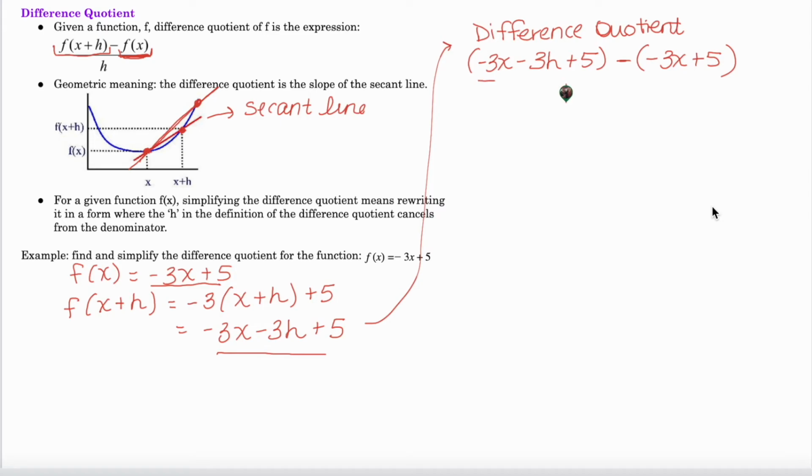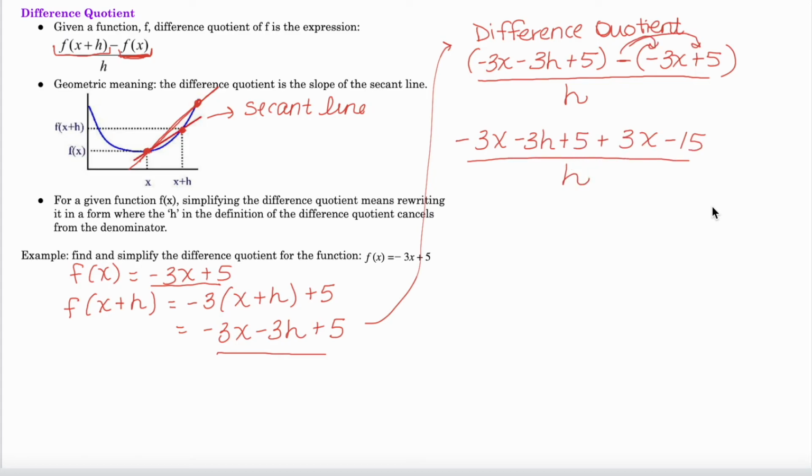Now we can simplify. I can drop the parentheses on the left, distribute the negative. This then gives me positive 3x minus 5 all over h. Combine like terms, not 15, I'm sorry, negative 5. For some reason I was multiplying. Combining like terms, I have a negative 3x, positive 3x, positive 5, negative 5.